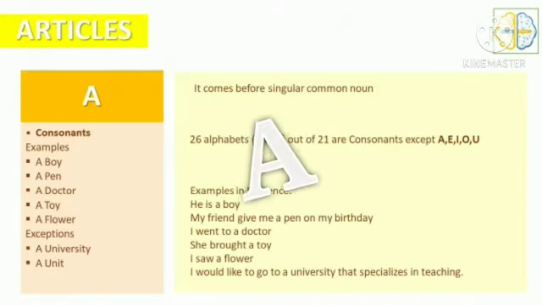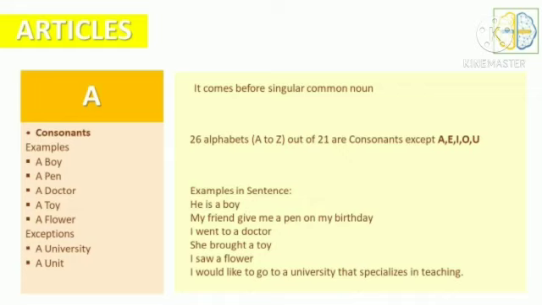Now article a. Article a comes before a singular common noun. A is written before words that start with a consonant sound, and it is a singular common noun. Like here I have given a boy. Boy is a singular common noun and it starts with a consonant.